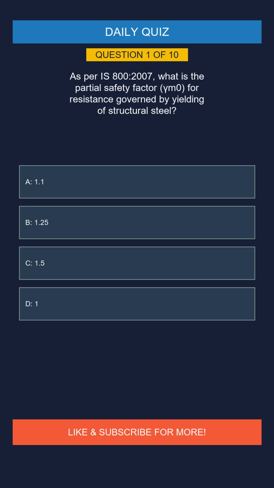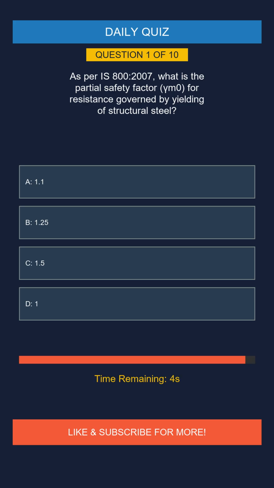Question 1. As per IS 800:2007, what is the partial safety factor Gamma M0 for resistance governed by yielding of structural steel? Option A, 1.1. Option B, 1.25. Option C, 1.5. Option D, 1.